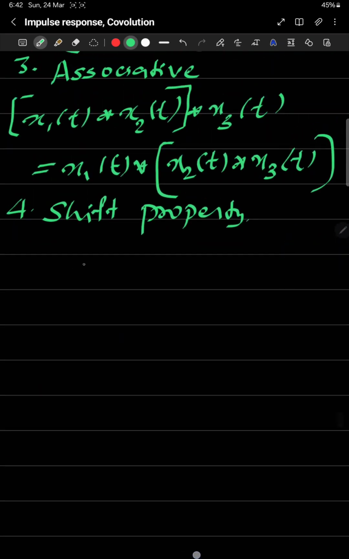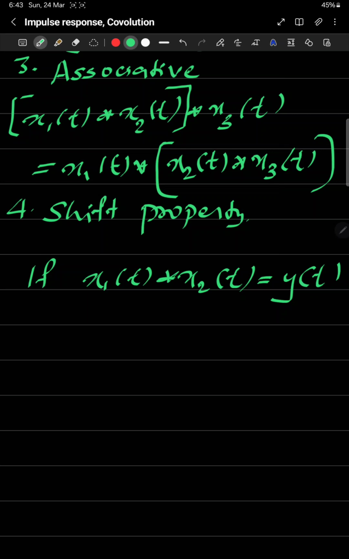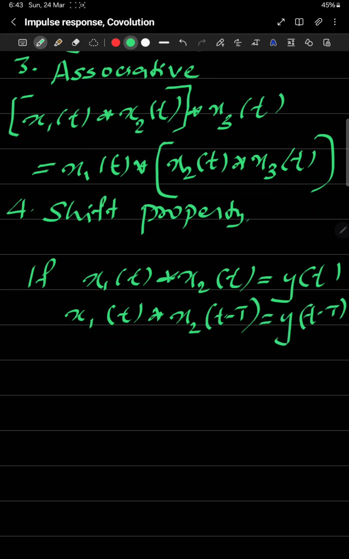Say in this case, if you consider two signals, x1 of t convolution x2 of t, assume that the result is y of t. Now if you perform a convolution of a shifted signal, say one signal is shifted by t minus t0, then your output will also be a shifted version by the same parameter. The shift parameter will be the same.